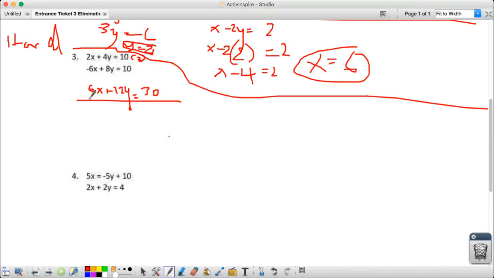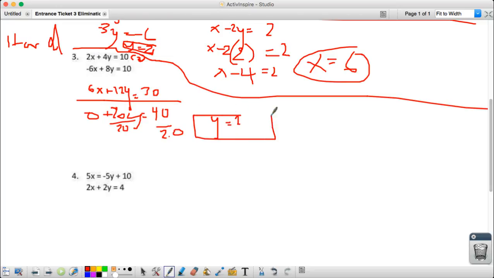And so let's add these up. Negative 6x plus 6x goes away. 8 plus 12 is 20. And 10 plus 30 is 40. How excited am I? Let's divide by 20. If you're not excited, I don't know. y equals 2 is your answer for part 1.